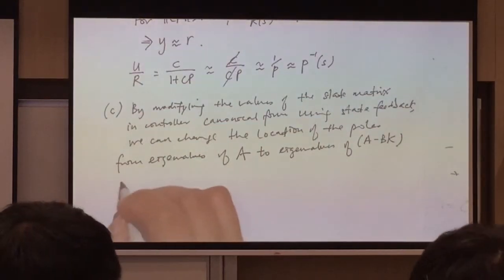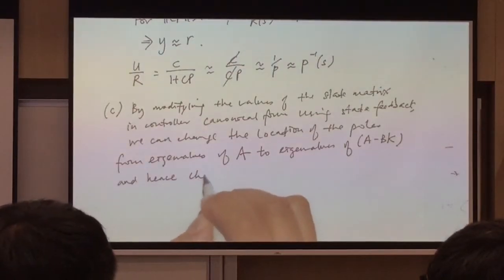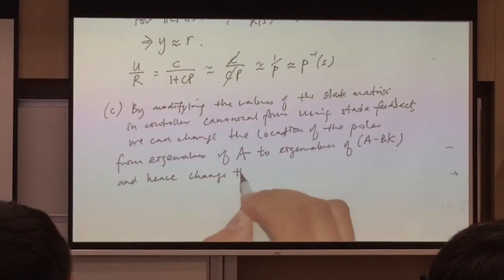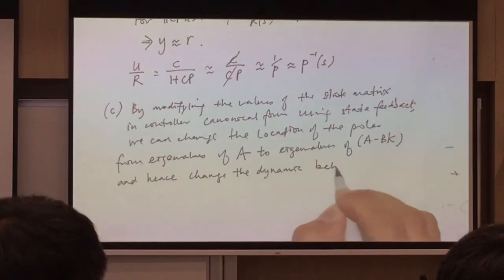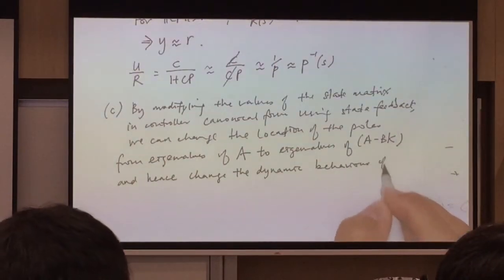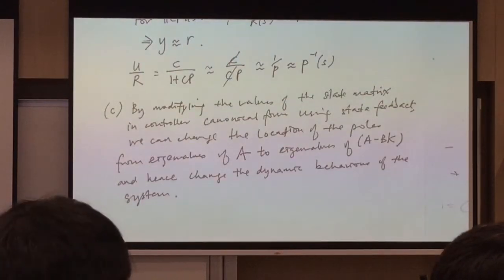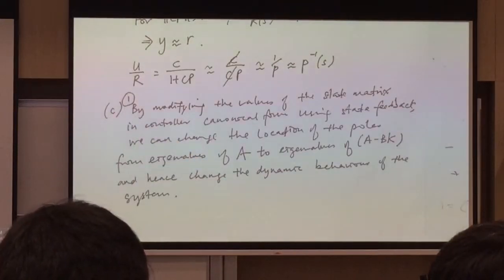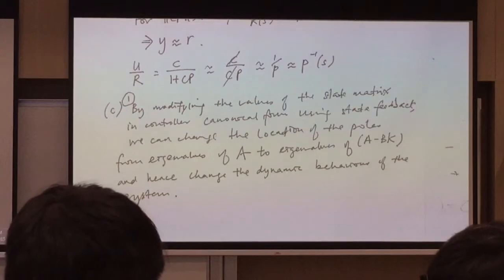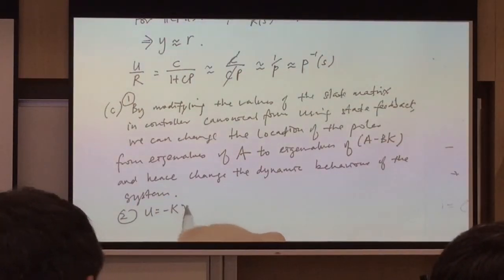And hence change the dynamic behavior of the system. So this is part one of the solution. Part two, you're supposed to tell me that U is minus KX.